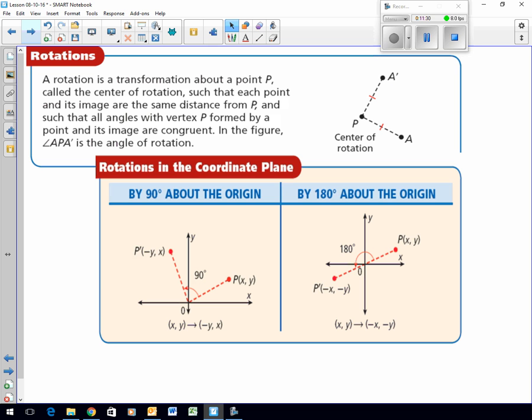Right? Our center of rotation, point P, the points have to be equidistant from that center of rotation. And here's the kicker. All angles with a vertex of P formed by a point and its image are congruent. What's congruent mean?